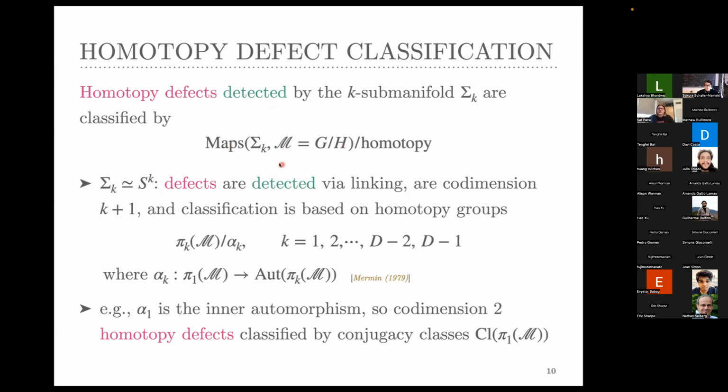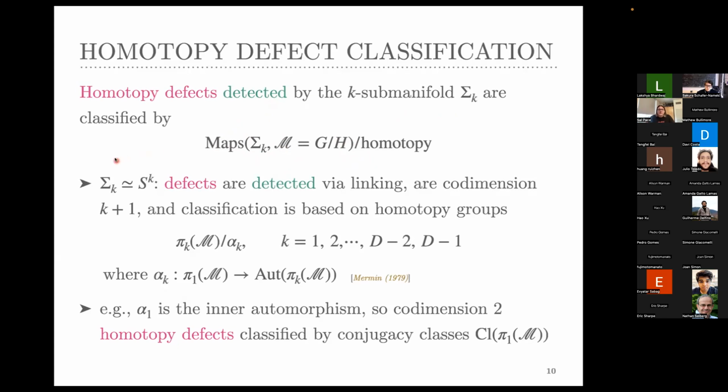You can think of these maps as coming from looking at your order parameter field, restricting to the values it takes on this submanifold, and looking at the maps restricted to that. But you don't look at all the maps. You look at these maps modulo homotopy. Okay. And by homotopy, I really mean unbased homotopy.